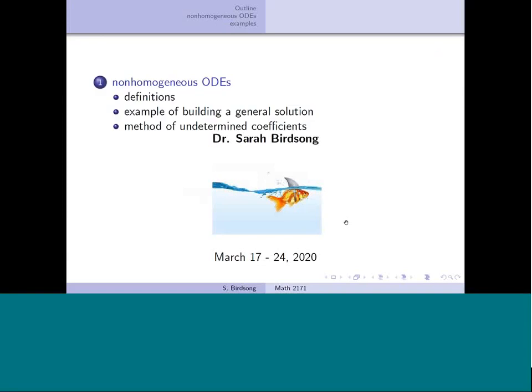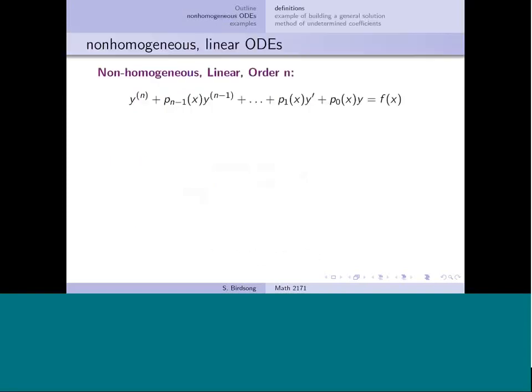Non-homogeneous linear differential equations. And I've got a little bit of a lead in for that. And the lead in starts with formatting. So we already talked about the format of our linear differential equations.